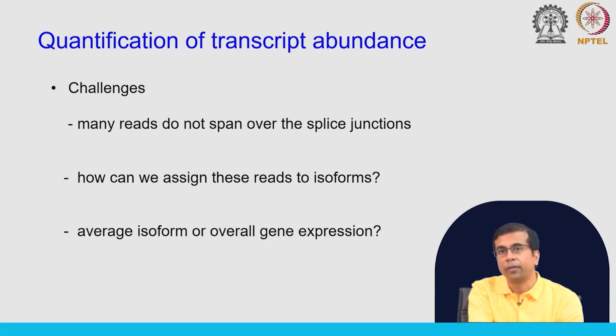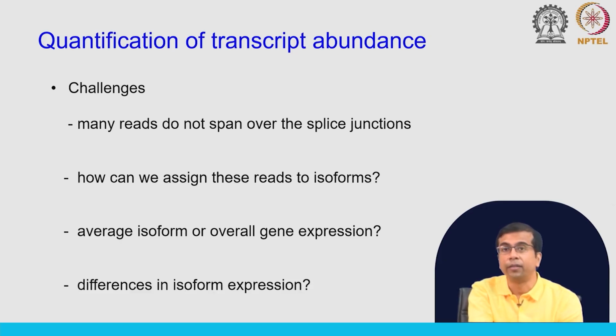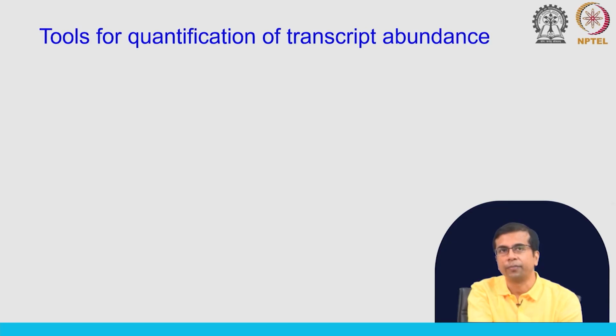And how do you actually assign gene expression? Do you say average isoform expression or overall gene expression? This could be interesting depending on the research question that you have. For example, you may want to identify which isoforms are expressed, or whether some isoforms show higher expression in certain conditions or certain treatments. In those cases you want isoform expression and not just overall gene expression. And as I said, you want to look at differences in isoform expression across experiments.